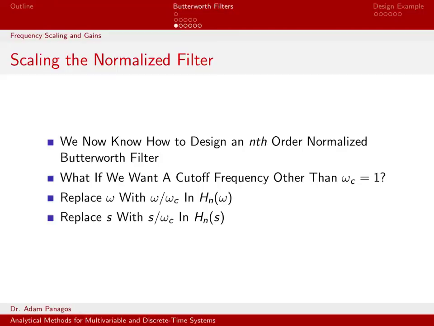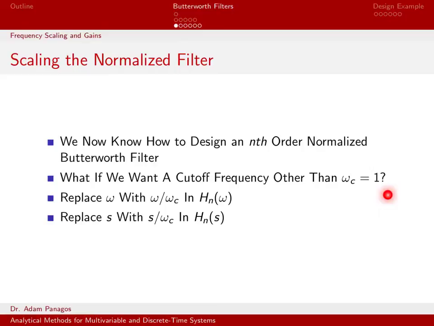So we know how to design an nth order normalized Butterworth filter, but what happens if we want a cutoff frequency that isn't equal to 1? How are we going to do that? Well, we can do that by scaling this normalized filter up, and that is easily done by simply doing this.